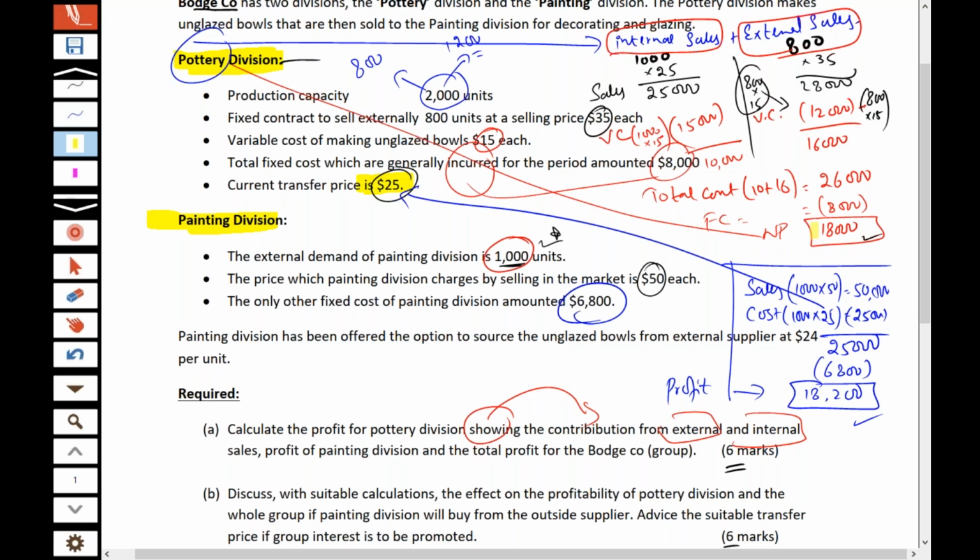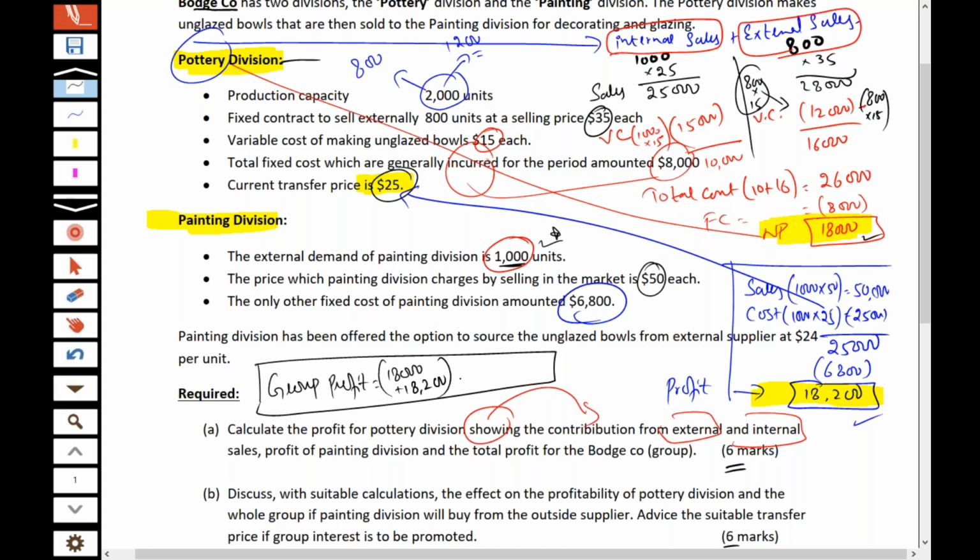Now see, this is the profit of painting division, this is the profit of pottery, painting and pottery respectively. And what will be the group profit? The group profit will be 18,000 plus 18,200, which totals 36,200. Now this is the group profit. This was a simple question asked just to prepare the income statement.